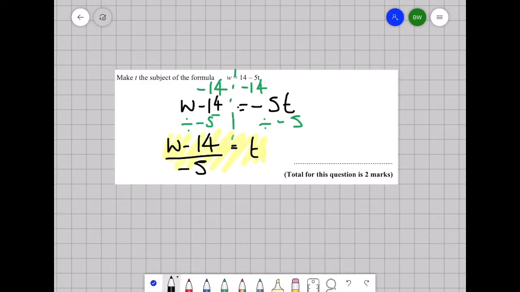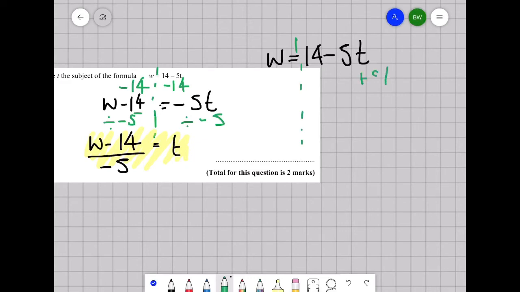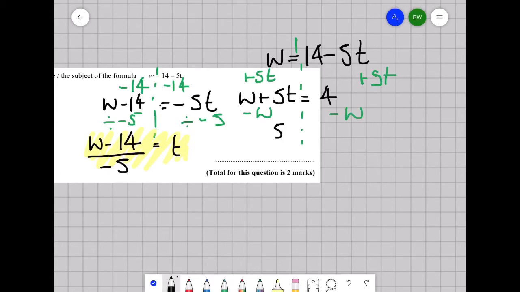Okay, an alternate way I could have done that, I could have first of all added 5t to both sides, just to turn it into a positive, and that would have made it easier for me, potentially. So I've got w plus 5t equals 4. Now I've got to rearrange the left-hand side, so get rid of the w from that side. So I've got 5t equals 4 minus w, and then to get from 5t to t, I'm going to have to divide by the 5.